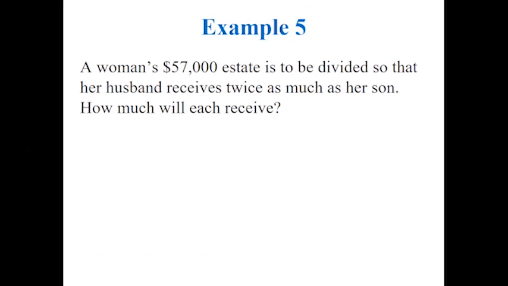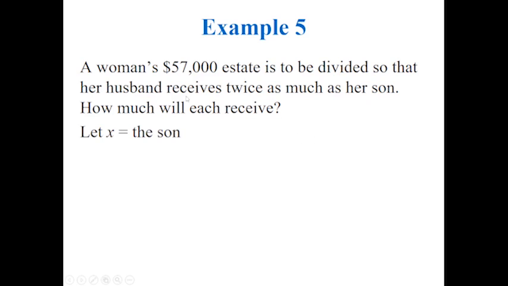Example 5, a woman's $57,000 estate is to be divided so that her husband receives twice as much as her son. How much will each receive? So we need to find the answers for both. Since the problem says twice as much as her son, and we don't know what the son is, that means what the son gets is going to be the unknown. We're going to let X equal the son.